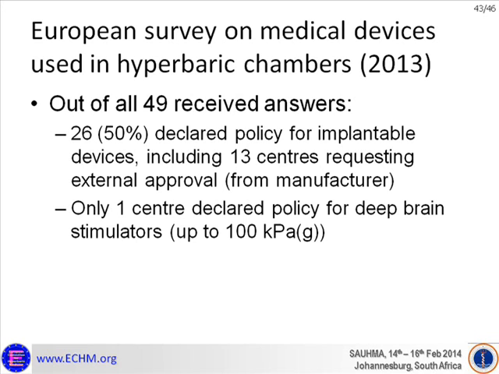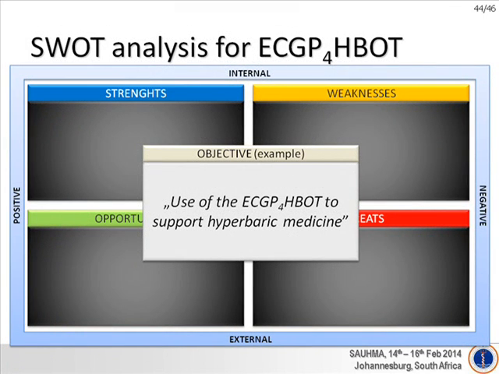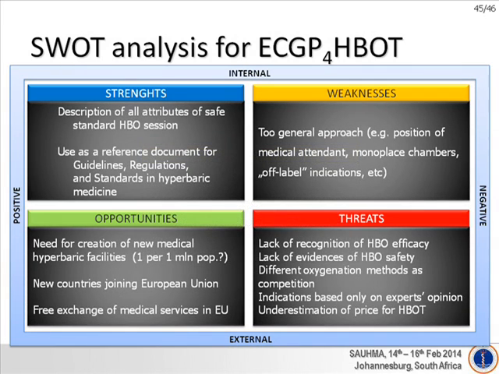Coming back to the document, which is the main subject of this presentation, the European Code of Good Practice, and the objective of use of the European Code of Good Practice and the way that this document can support hyperbaric medicine, we did also the SWOT analysis, which consists of identification of strengths, weaknesses, opportunities and threats. And definitely the strength of this document is that it described all attributes of a safe standard hyperbaric session, and it can be used as a reference document for guidelines, regulation and standards in hyperbaric medicine.